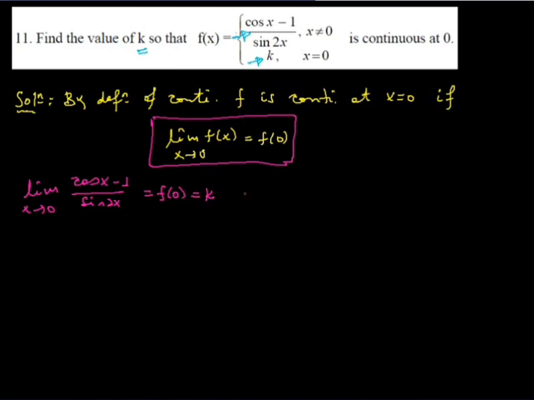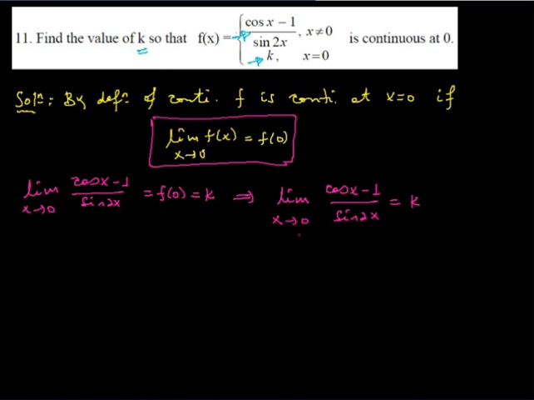So we evaluate this. This becomes the limit of cos x minus 1 over sine 2x as x approaches 0 must be k. If you directly substitute x equals 0, cos 0 is 1, minus 1 is 0, sine of 0 is 0, which becomes 0 over 0.